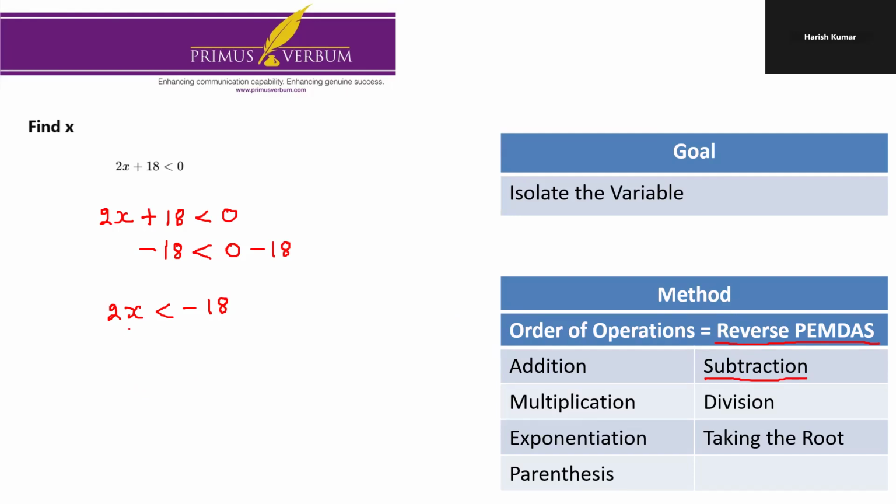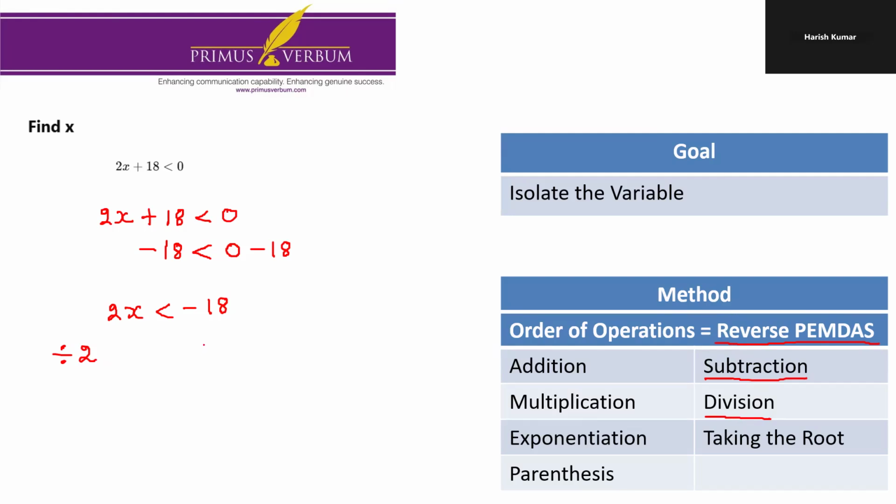Now, we want the variable x. We want to find the value of x, not 2x. So we have to get rid of this 2. How do we do that? Now, the next set of operations that are allowed are multiplication and division. Can we use any one of them to further isolate the variable x? Yes, I can use the division operation to get rid of the 2.